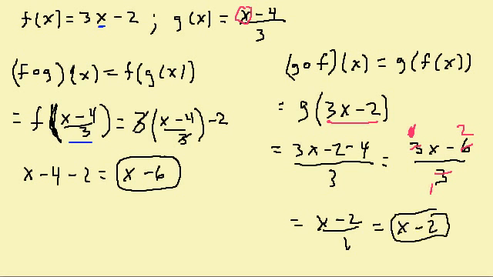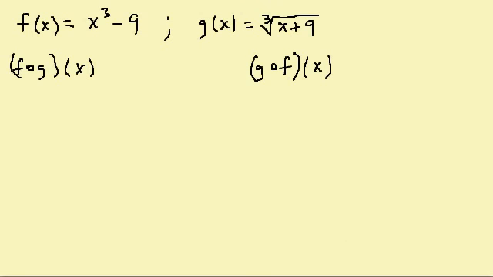Now let's take a look at one more problem. We have f of x is equal to x cubed minus 9. G of x is equal to the cube root of x plus 9. So we have f circle g of x is equal to f of g of x, which is equal to f of, and g of x is the cube root of x plus 9. So that's going to be f of cube root of x plus 9.